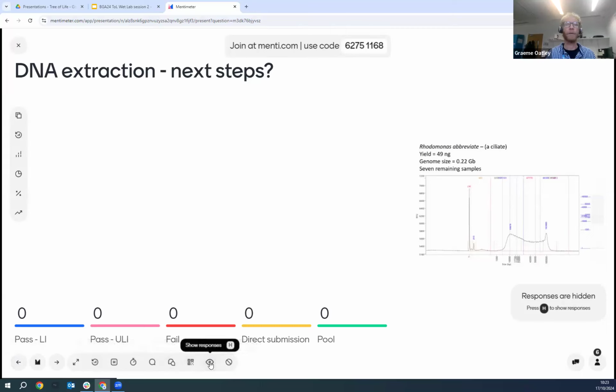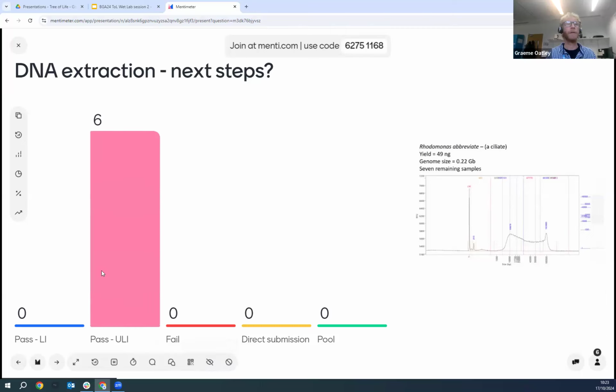Okay, so let's have a look at what we've decided. So yes, pass for ULI. Yeah, really good decision there. I think you can see the yield is very low. The genome size is also very small, so suitable for ultra low input.